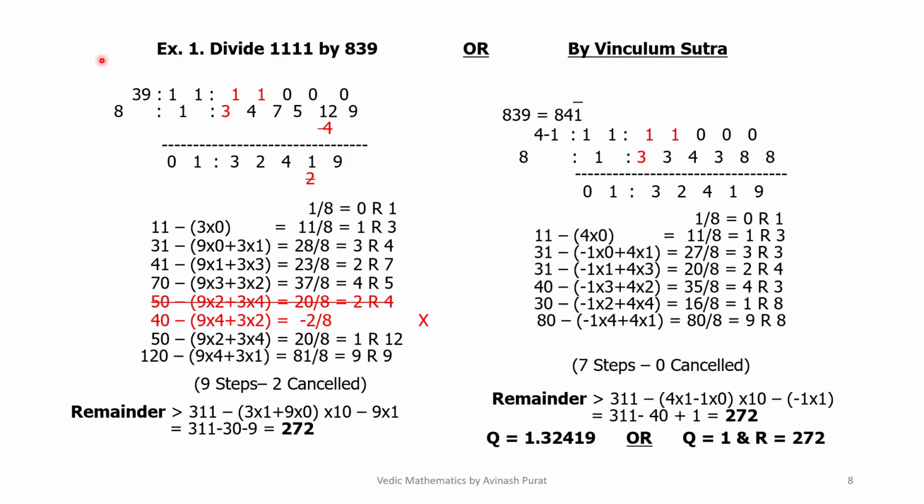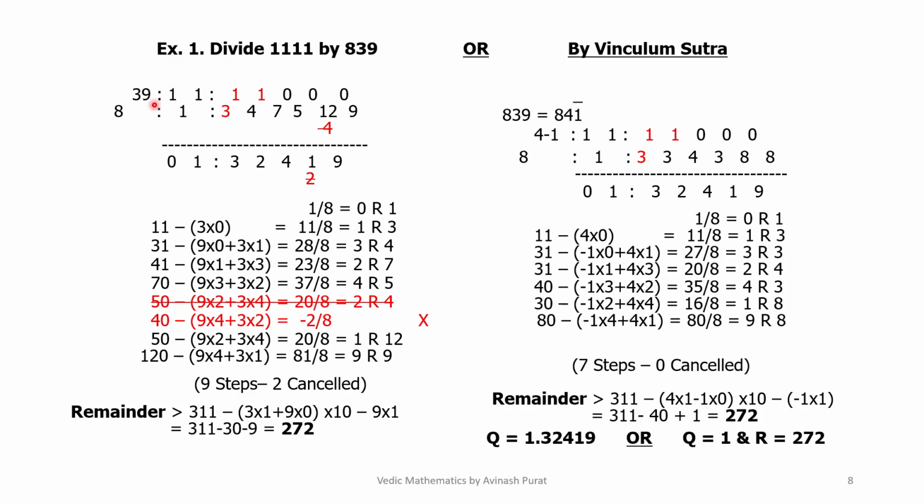So, example 1. Divide 1111 by 839. First divisor 8 is written down. Diagonally opposite on the upper line we take 39, that is Dhvajanks. There are 2 digits in the Dhvajanks. So after 11, next 2 digits are taken after decimal point.